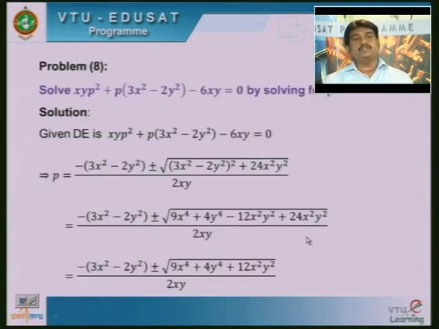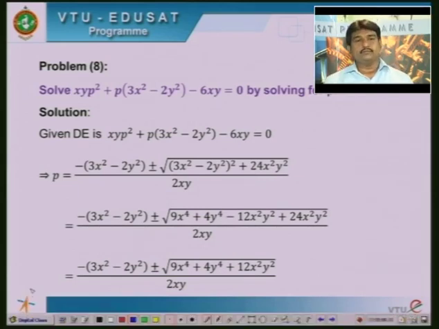Problem number 8. Solve xy p square plus p into (3x square minus 2y square) minus 6xy equals 0 by solving for p. This is the given differential equation, again quadratic. p equals minus b plus or minus root of b square minus 4ac divided by 2a.